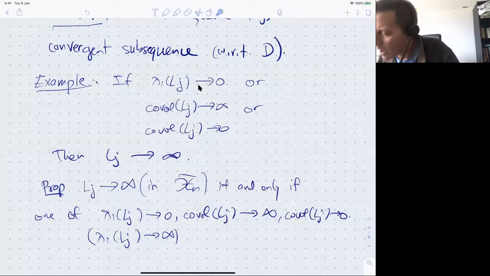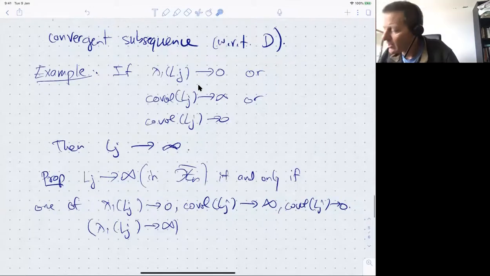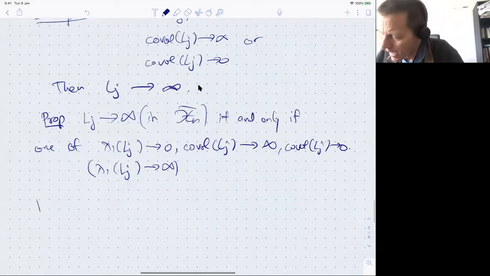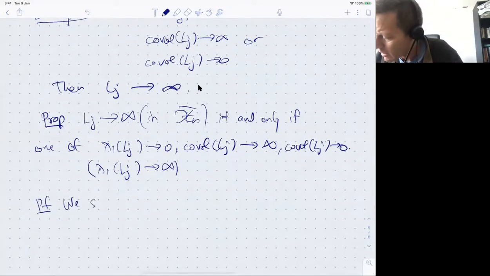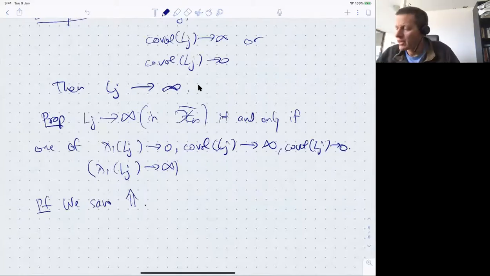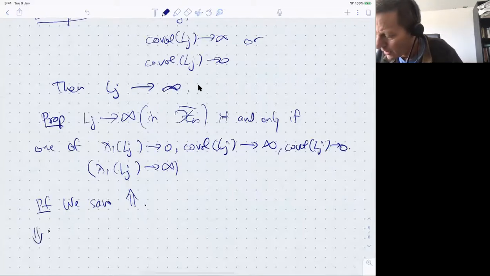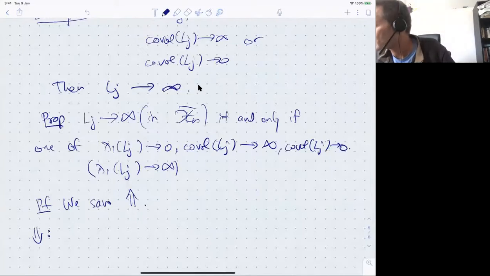Okay, so we already saw one direction. We already saw that if any one of these four things happens, then the lattice diverges. And let's talk about the converse. The converse uses an exercise that was on your exercise sheet.